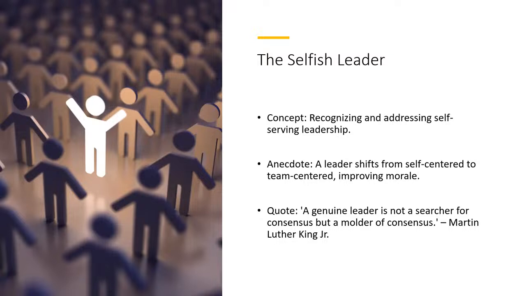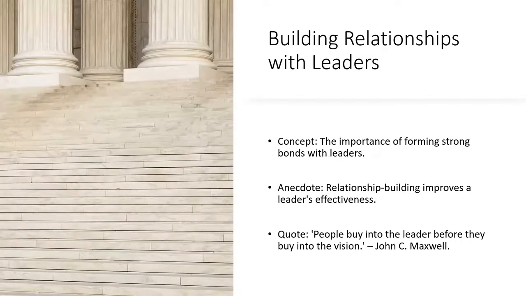And we, as people who lead up, need to see the weakness in the leader and find ways of adding value to the leader, to accommodate this environment and, as much as possible, change the future of that environment. In order to make an impact, we need to build relationships with leaders. We need to form strong bonds with leaders, and we need to realize that relationship building can improve a leader's effectiveness. John Maxwell says people buy into the leader first and then the vision.